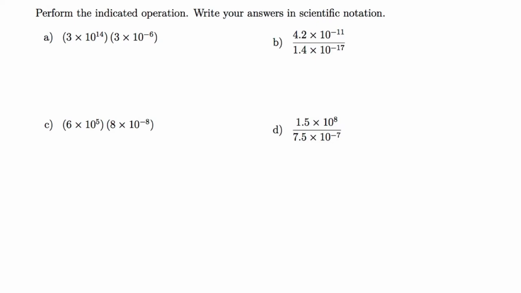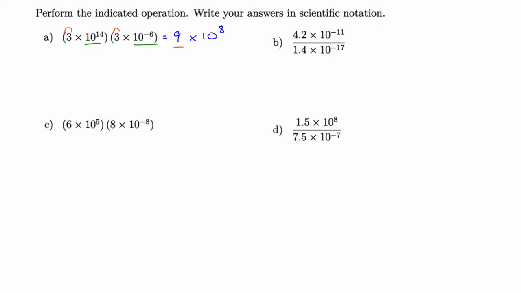In example A, we have 3 times 10 to the 14th times 3 times 10 to the negative 6. To do this multiplication, we first need to multiply the coefficients. 3 times 3 is 9. Separately, we need to multiply the powers of 10. 10 to the 14th times 10 to the negative 6. Well, we add the exponents, 14 plus negative 6 gives us a positive 8. As a final step, we want to make sure that the coefficient, 9, is actually between 1 and 10, which it is, and so we've got our final answer, 9 times 10 to the 8th.